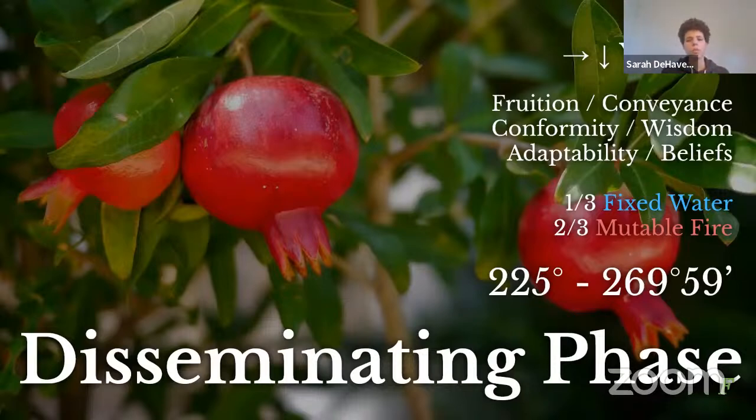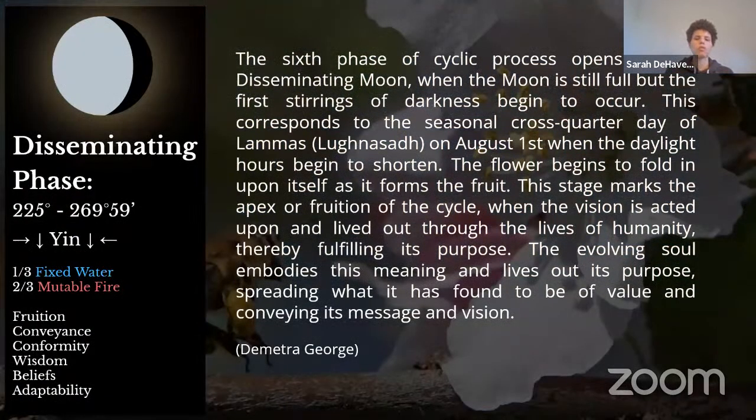Conveyance, conformity, wisdom, adaptability, and beliefs are connected to this. One third Scorpio, fixed water, and two thirds Sagittarius, mutable fire, are the energetic, elemental themes of this phase. 225 degrees to 269 degrees and 59 minutes is the span of the disseminating phase. Dimitri George describes the disseminating phase thus.